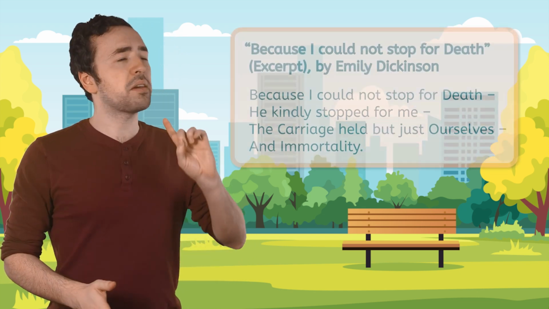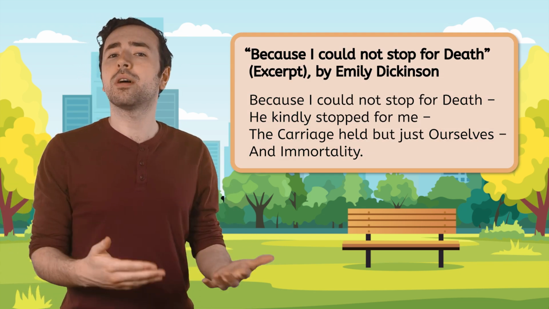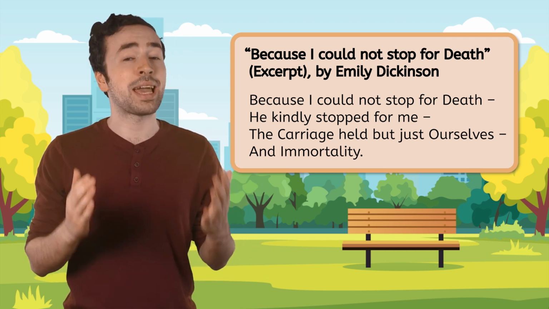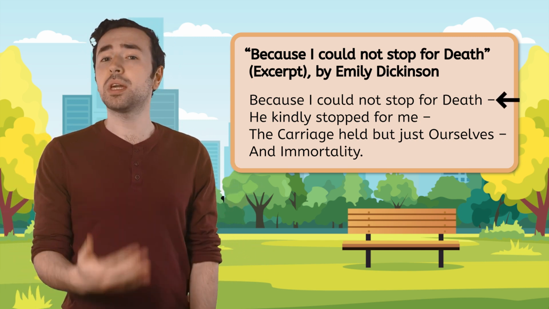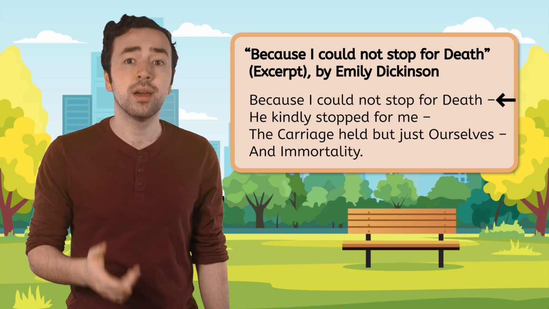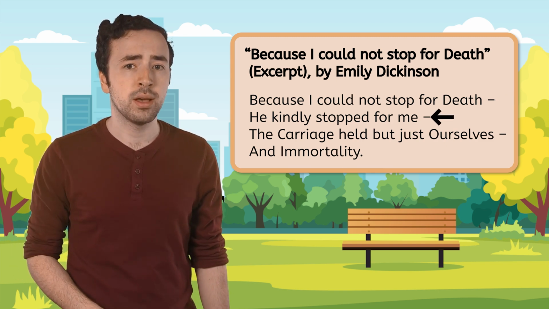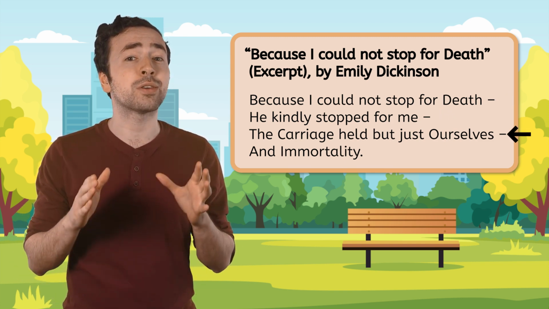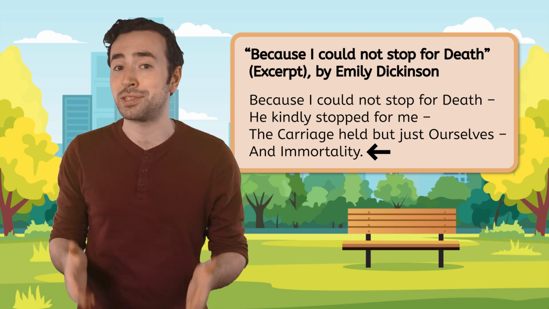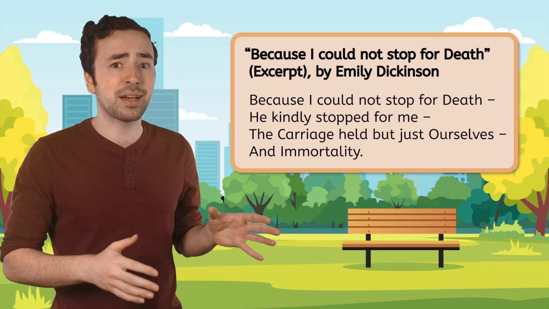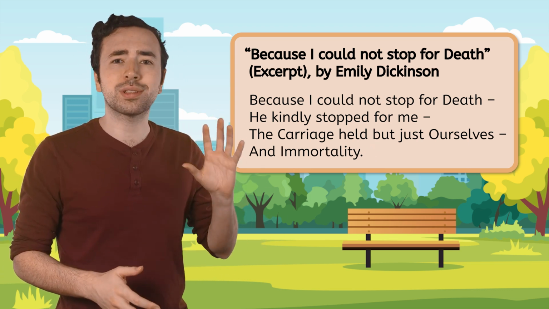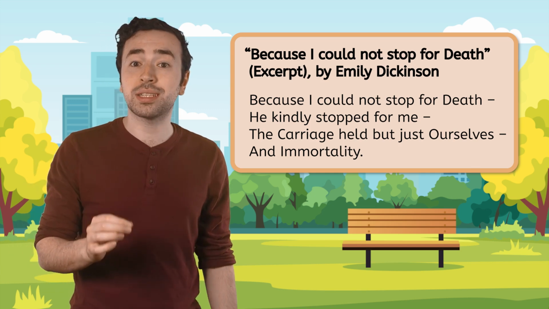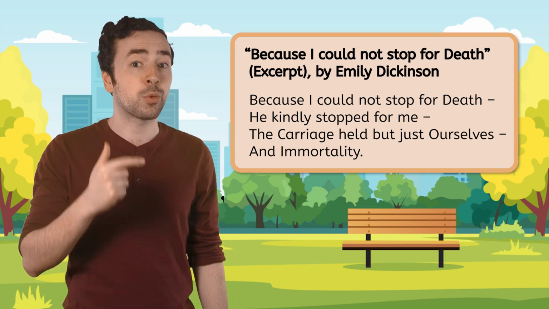Here's an example. Take this stanza from Because I Could Not Stop for Death by Emily Dickinson. Because I could not stop for Death, he kindly stopped for me. The carriage held but just ourselves and immortality. This stanza is really one long sentence, but the line breaks and rhyme create a rhythm.